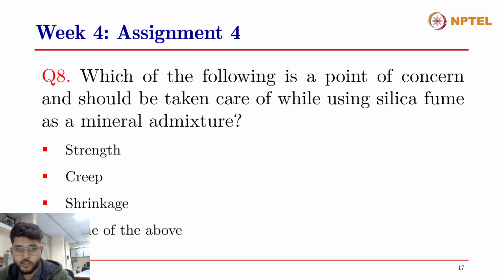Moving on to the eighth question, which of the following is a point of concern and should be taken care of while using silica fume as a mineral admixture? Is it strength? Is it creep? Is it shrinkage? Or none of the above? Which of these is a point of concern when we are using silica fume as a mineral admixture in concrete or cement? And why?